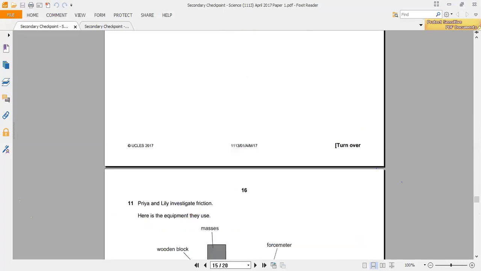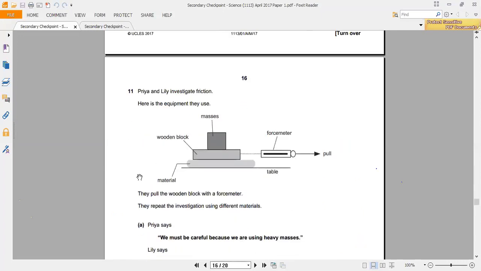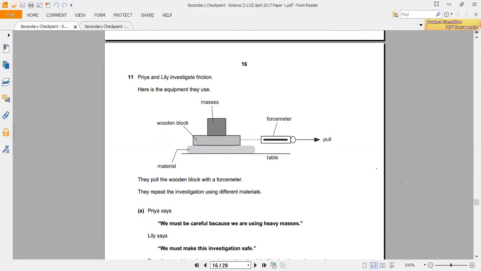Now, let's go for question number 11. Priya and Lily investigate friction. Here is the equipment they use. They have a table and material, okay, wooden block and masses, and they have a force meter that measures the force, and this is a pull. They can pull towards this direction. They put the wooden block with a force meter. They repeat the investigation using different materials.